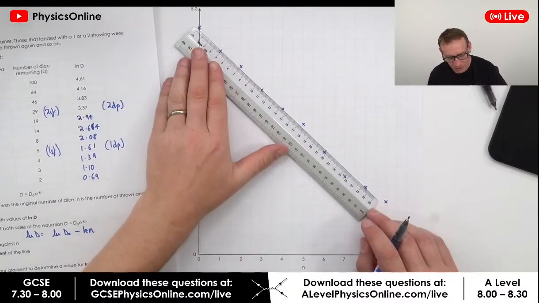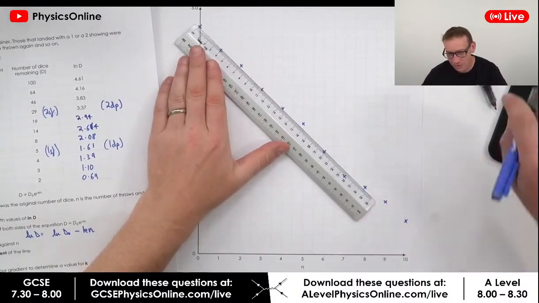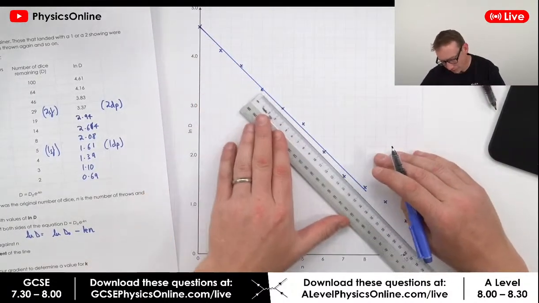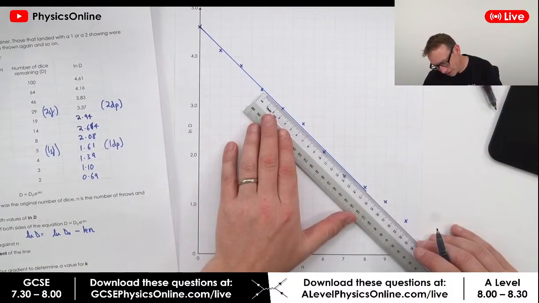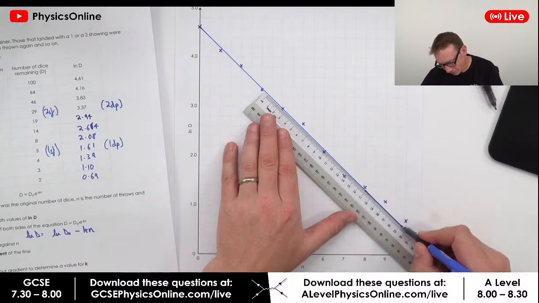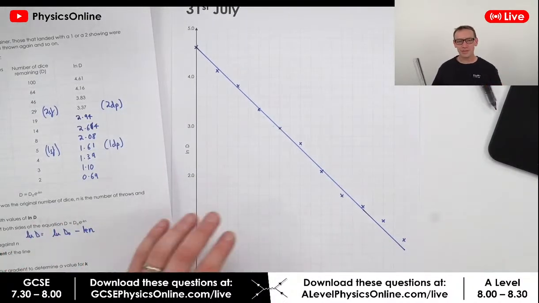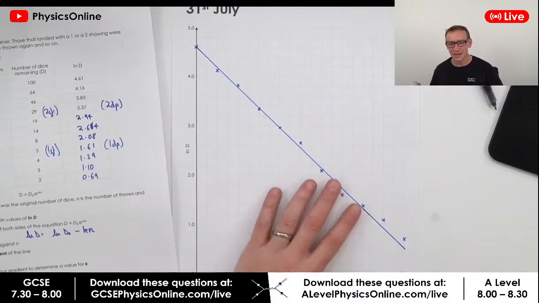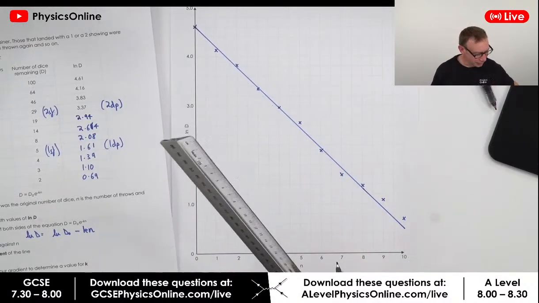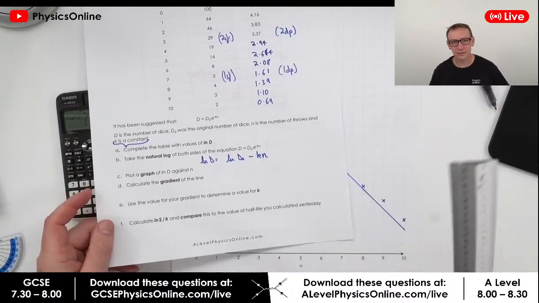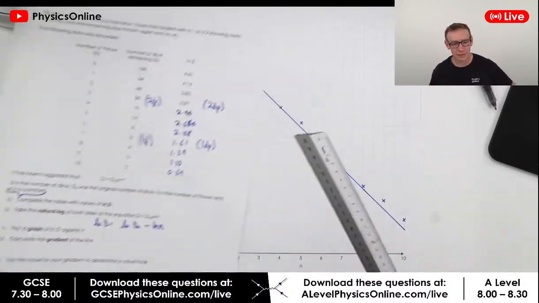Okay, right. So basically I'm just going to do a line of best fit. It's a bit difficult where the ruler's not quite long enough. Okay, so I've done my line of best fit. That's not the best one. It probably should be a bit higher up there, but hopefully that's okay. So we've plotted the graph. We've drawn in a line of best fit, a straight line, and now we're going to calculate the gradient.